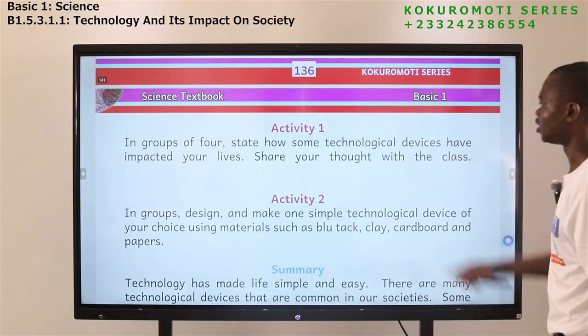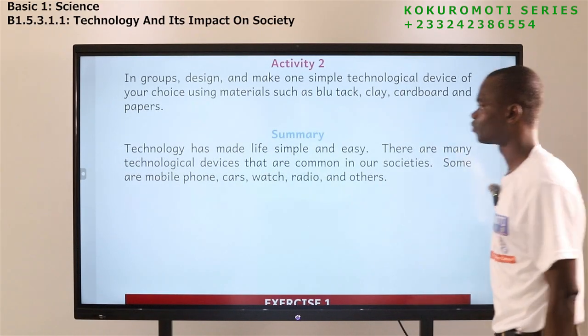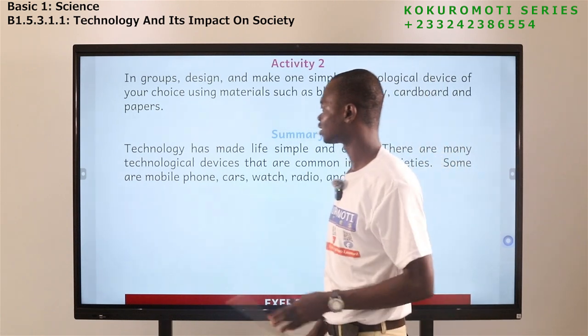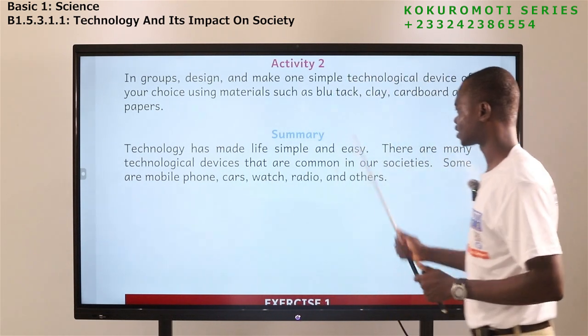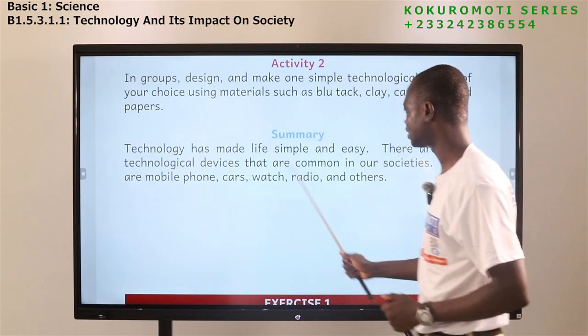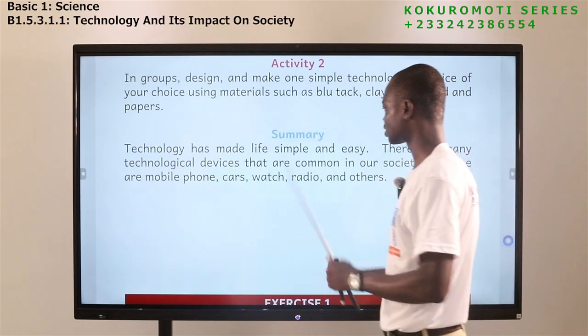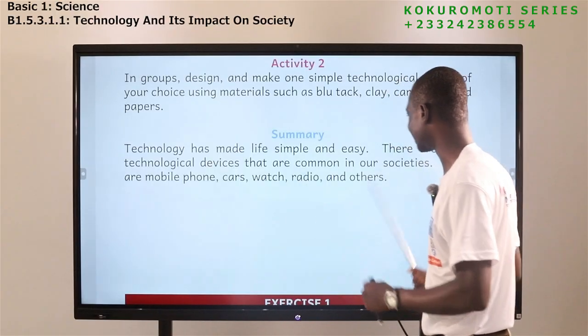Now let's come here. So this activity is another activity. We have the summary here. So summary, what are you looking at? Technology has made life simple and easy. There are many technological devices that are common in our society. Some are mobile phones, cars, watch, radio, and others.